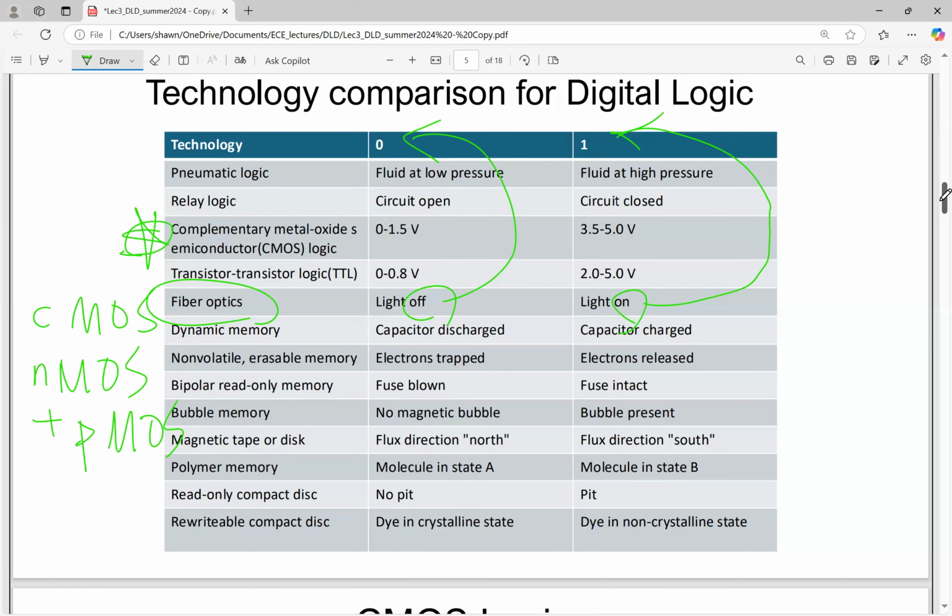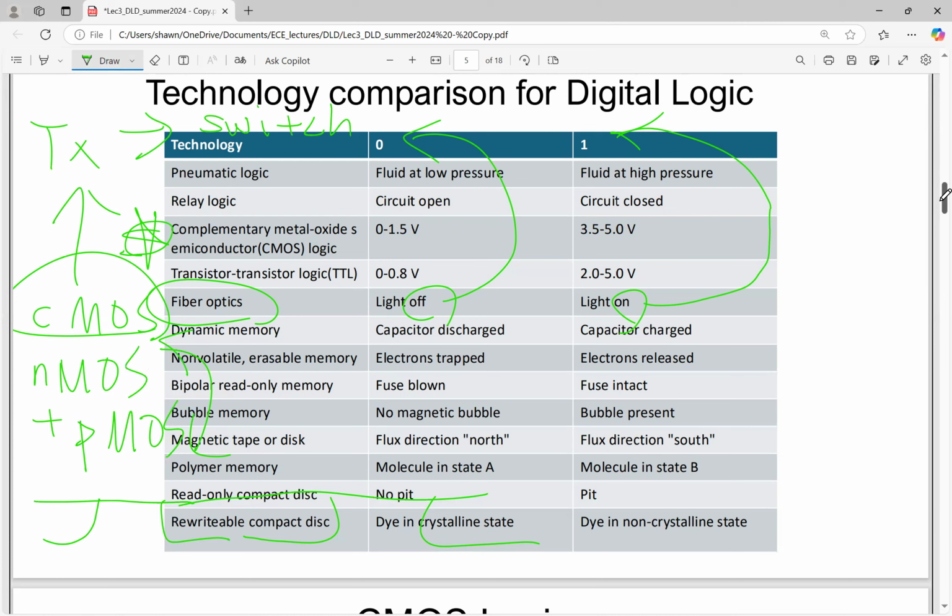By using NMOS and PMOS in one fabrication step, we can minimize the fabrication cost, and eventually the digital logic circuit chip speed is going to be a lot faster if we use CMOS, because they are complementary to each other. So in this case, we use the transistor as a switching device.